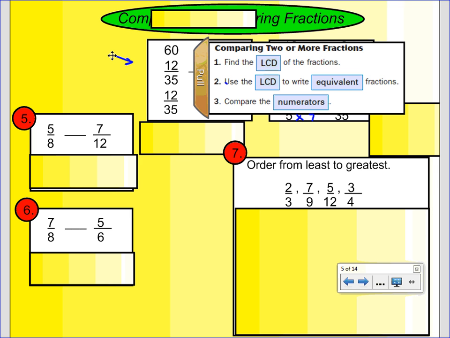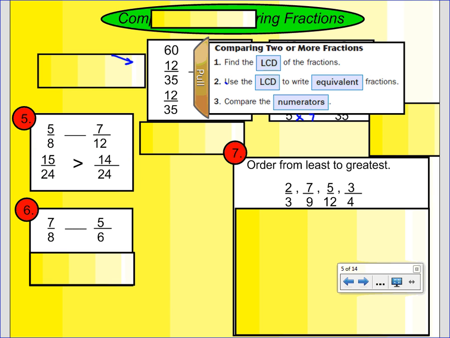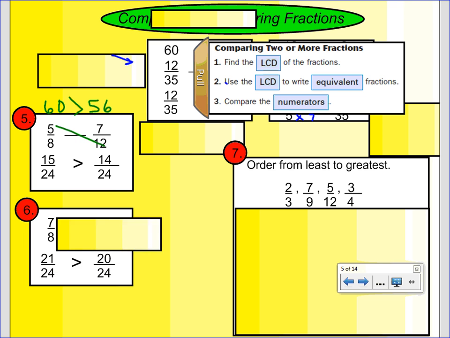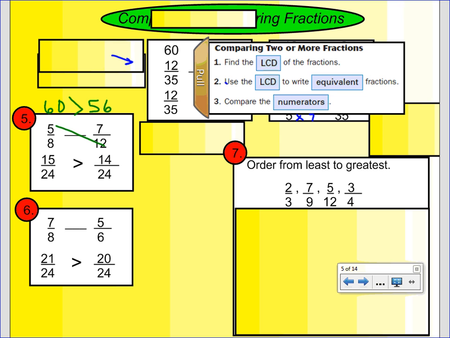Okay, welcome back. Let's take a look at number 5. If I had used the cross products on there, I would have 60 and I would have 56, and that would be greater. If I did common denominators, I'd have 15/24 and 14/24, and it's still greater. For number 6, 7/8 and 5/6, if I do the cross products, I'd have 42 and 40, and that would be greater. If I did common denominators, I'd have 21/24 is greater than 20/24.